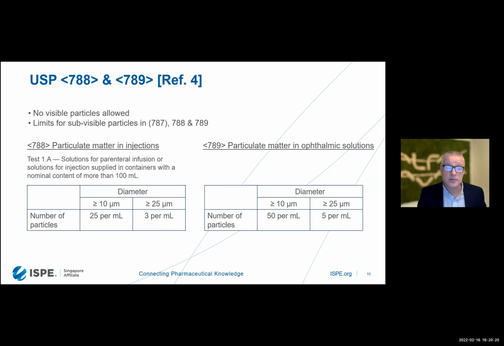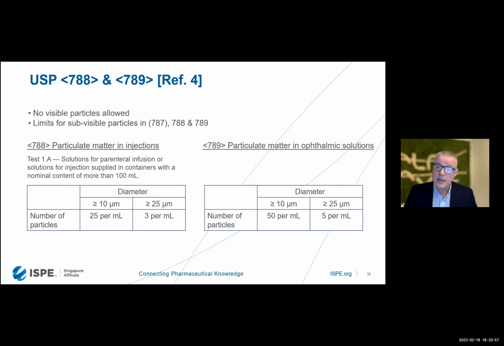There is a statement that you must not have more than 25 particles per milliliter that are above 10 micrometer. And if you have larger particles, above 25 micrometer, then you must not have more than 3 per milliliter. It's similar for the ophthalmic solution: not more than 50 per milliliter that are larger than 10, and not more than 5 per milliliter that are larger than 25.